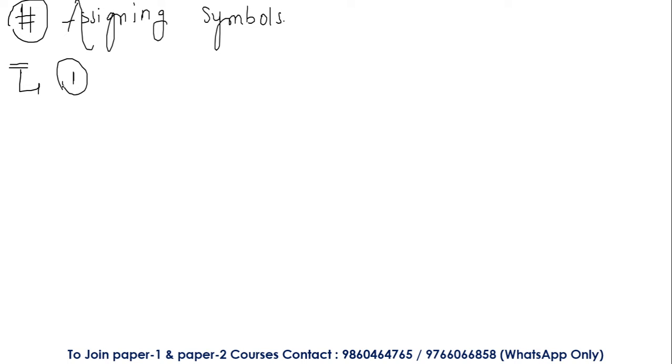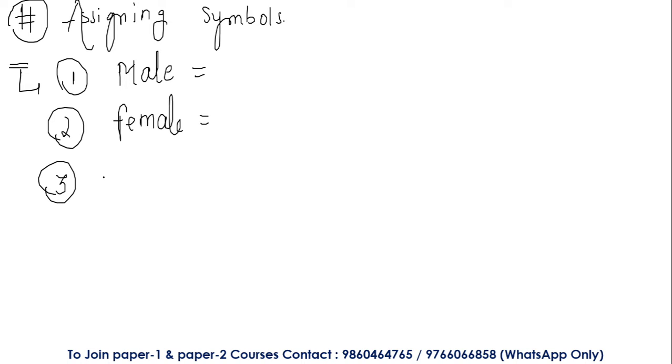The symbol one that we are going to assign is for the male sex character. Symbol number 2 is for the female sex character. Symbol number 3 is for siblings. Siblings means the child or children of the same parent. The children of the same parent are called siblings. Cousin and sibling are two different terms, so please differentiate them properly. Siblings are the children of the same parent.